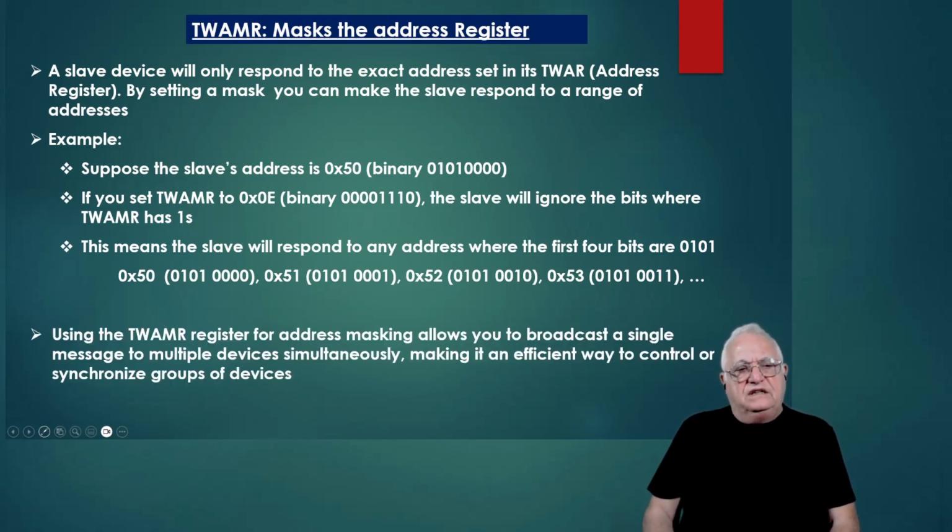Using the TWAMR register for address masking allows you to broadcast a single message to multiple devices simultaneously, making it an efficient way to control a synchronized group of devices. So you can address all these devices at the same time, the ones that have addresses 50, 51, 52, and 53, by setting in each of those devices a mask of 0E hex.